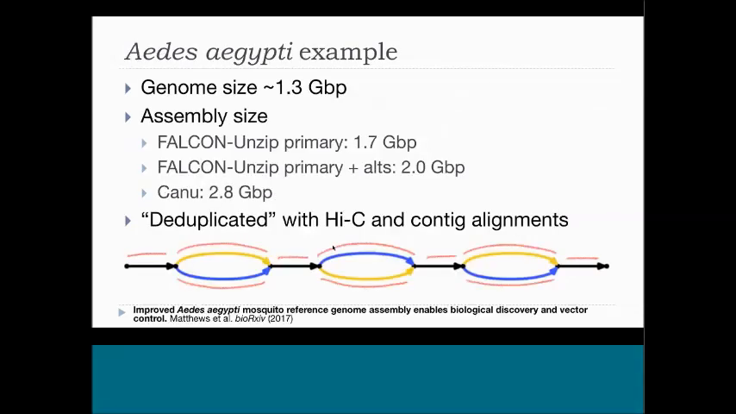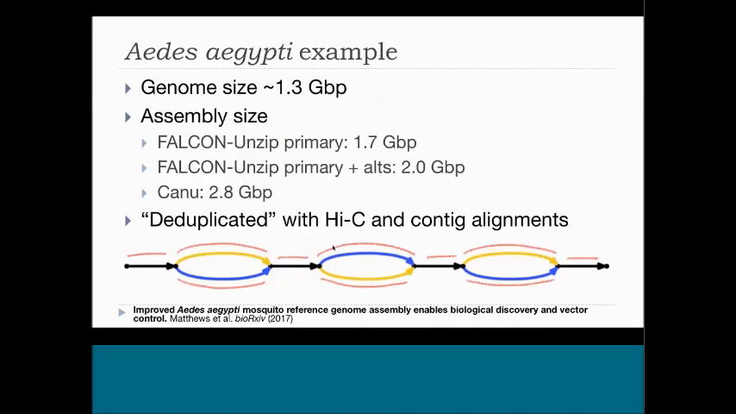And so one recent example is the Aedes aegypti reference project led primarily by Leslie Vosshall at Rockefeller in an attempt to apply these long-read sequencing technologies to get an improved Aedes aegypti reference genome. When we first assembled this genome, we tried both Falcon Unzip and Canu, and based on previous flow sorting information, we expect the genome should be about 1.3 gigabases, but the assemblies that come out of these assemblers are in fact much, much larger.